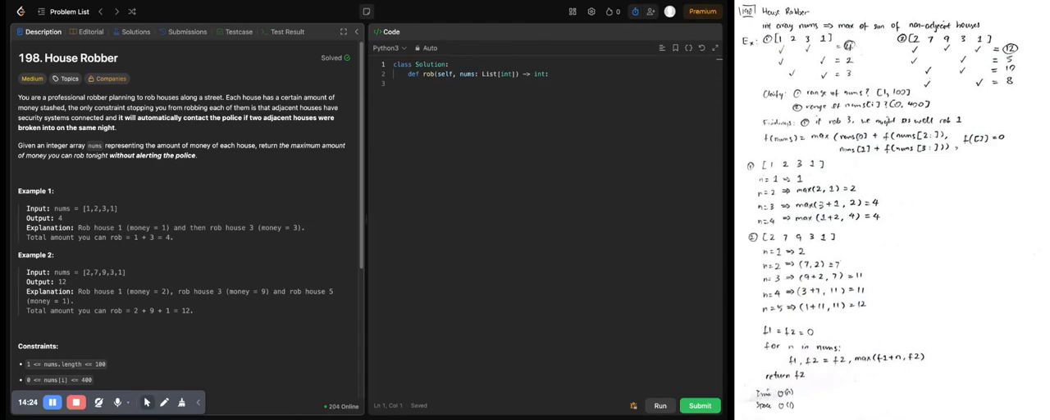When n is 4, we could take 3 plus 7, or we could also take the previous, which is 11. In this case, we take the previous one. When n is 5, we could take 1 plus 11, or we take the previous one. This would give us 12, which is correct.